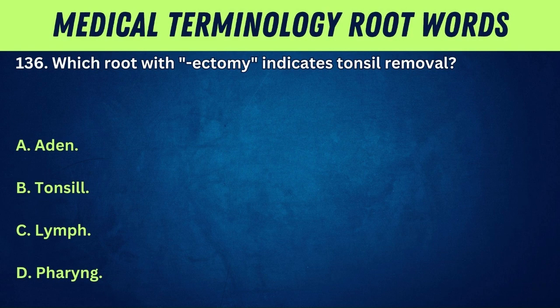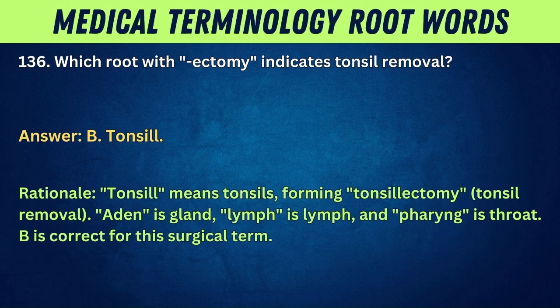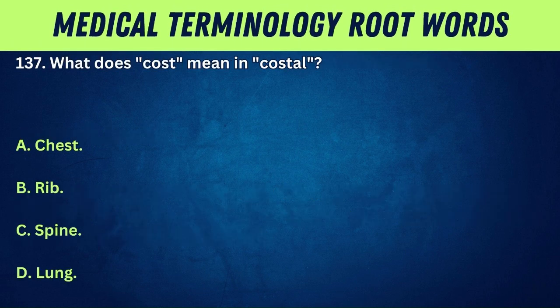136. Which root with ectomy indicates tonsil removal? A. Aden. B. Tonsil. C. Lymph. D. Pharynx. Answer, B. Tonsil. Rationale. Tonsil means tonsils, forming tonsillectomy, tonsil removal. Aden is gland, lymph is lymph, and pharynx is throat. B is correct for this surgical term.